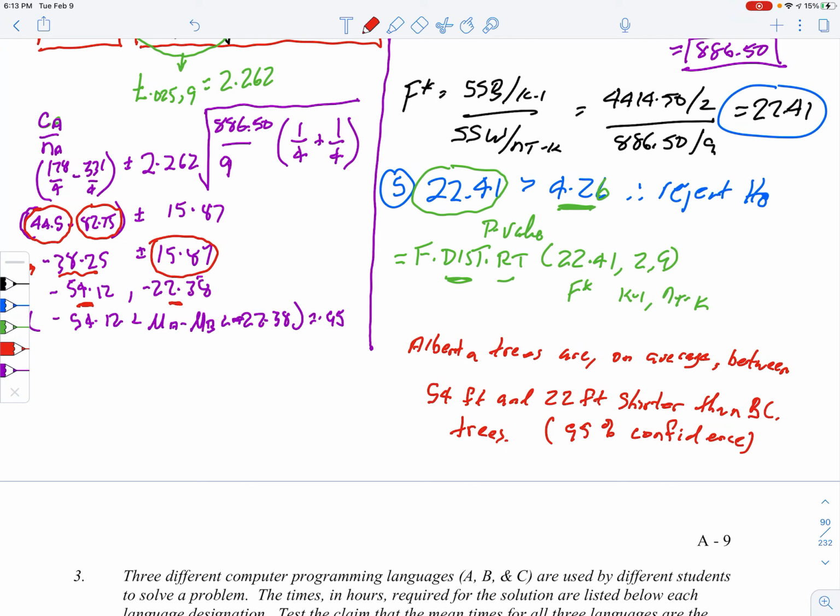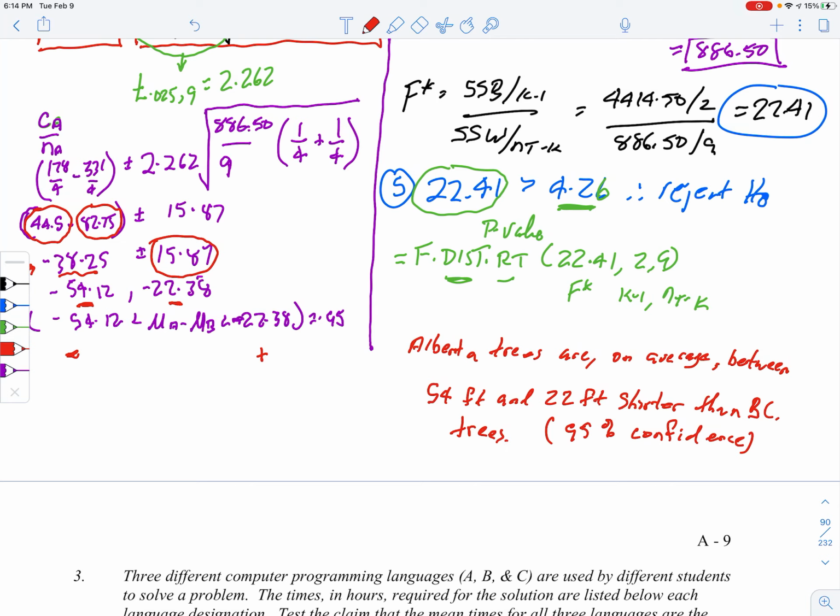This is what you look for. If there was no significant difference between the heights of the trees, what you would end up with is a negative value here and a positive value here. In other words, the interval would contain 0. But when the two signs are the same, which is what we have in this case, then that means that there is a significant difference between them. In our case, because we had Alberta minus BC, we ended up with two negative numbers. So we're saying that Alberta trees are significantly smaller than the BC trees on average. And so the two signs are the same.